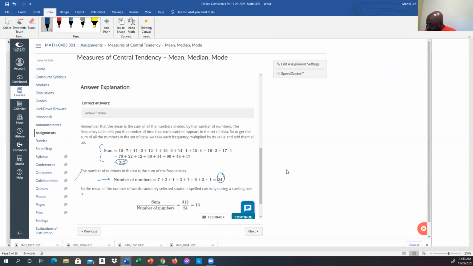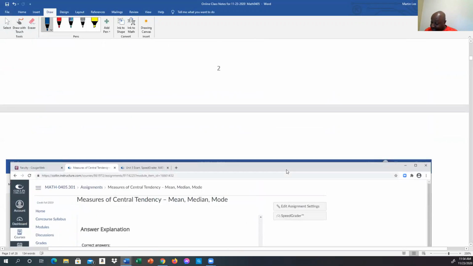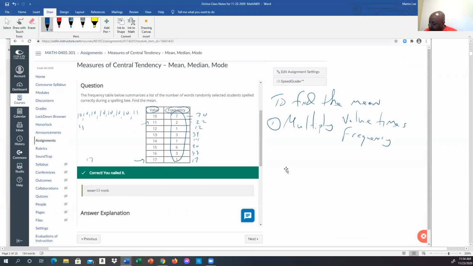So to find the mean, we've got the sum divided by the number of numbers. Well, that's 312 divided by 24, which equals 13. And that is how you find the mean given a table like this, where you have the value and the frequency, which means how many times the number appears in the data set.